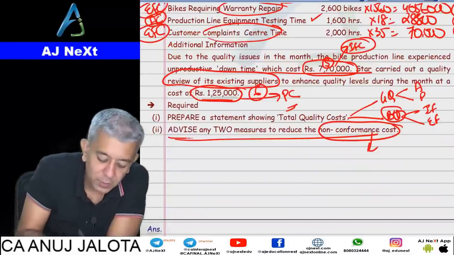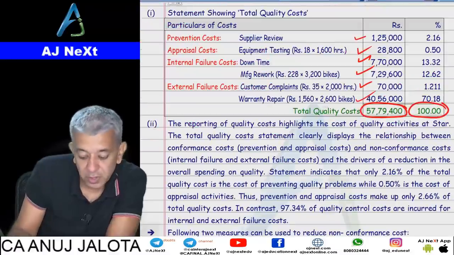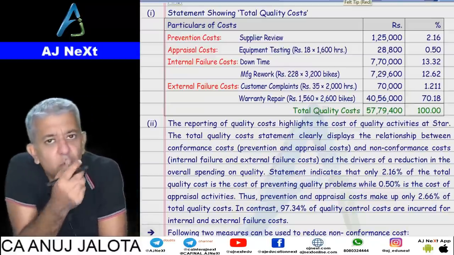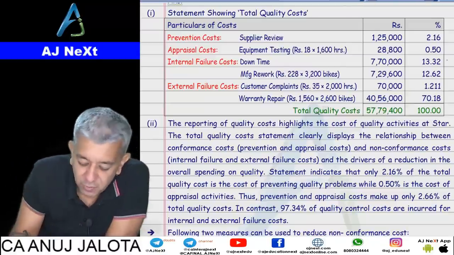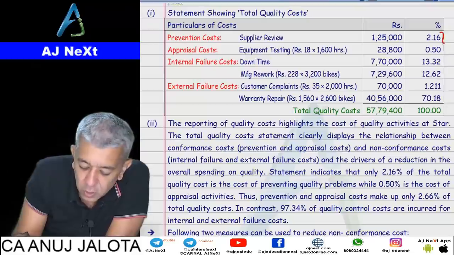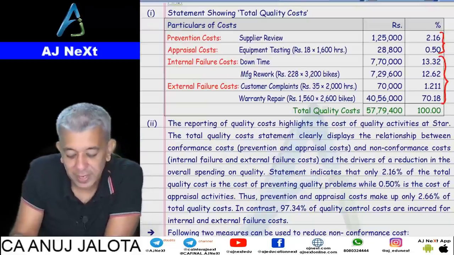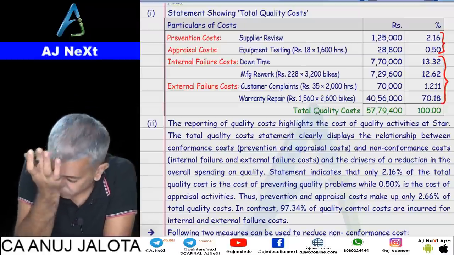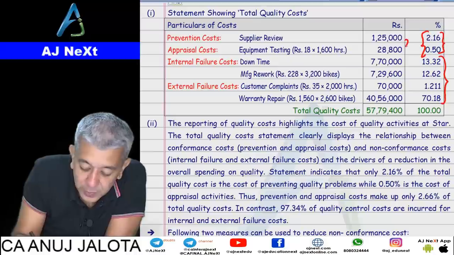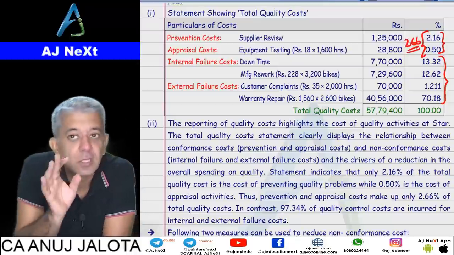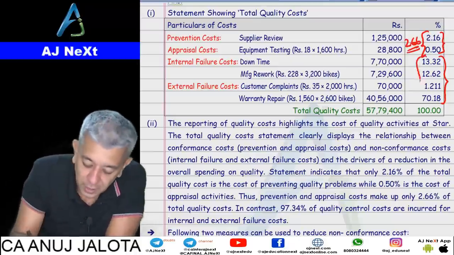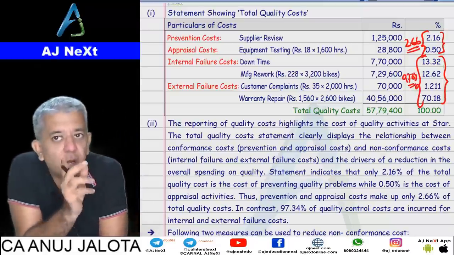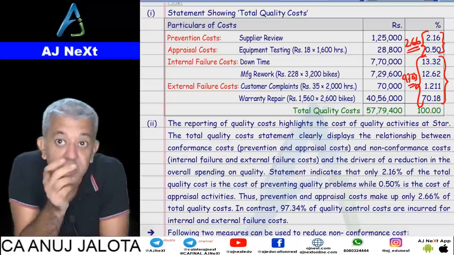अभी पार्ट टू के लिए क्या बोलते हैं, advise any two measures to reduce non-conformance cost. देखो, now this is your standard stuff बेटा. ओके, जो हम लोगों ने TQM यहीं से स्टार्ट किया था. If you will try to be seeing, these are cost of good quality, these are cost of bad quality. Out of rupees 100 of cost you are only trying to be spending 2.66 on cost of good quality. Remaining 97 jitna bhi aata hai 3-4 is nothing but your cost of bad quality. If you all remember, these both are inversely proportional.